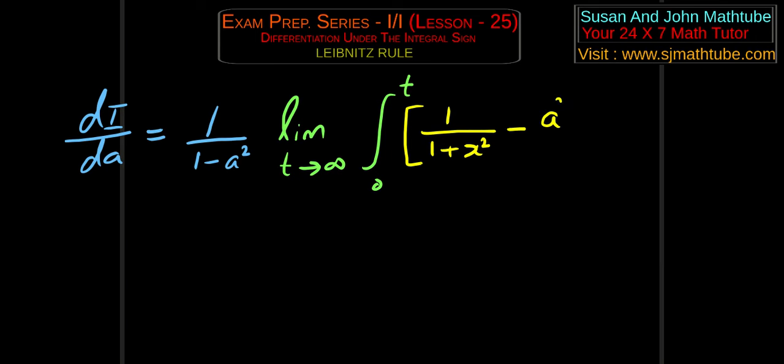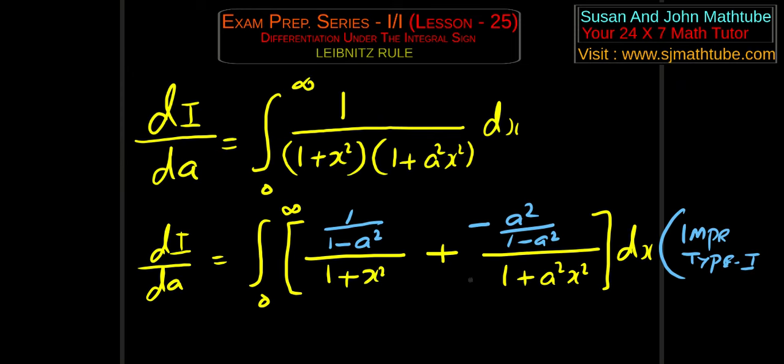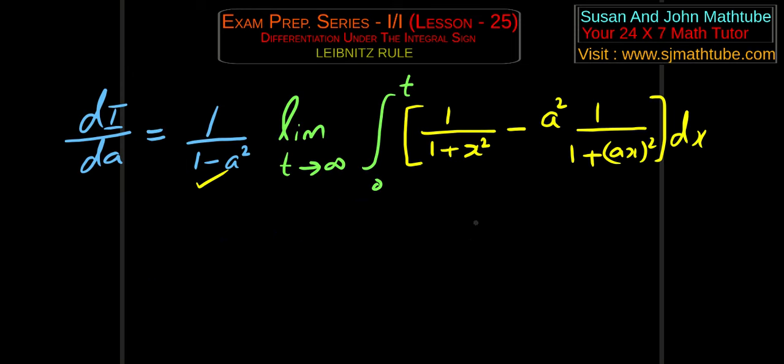Minus a square, 1 by 1 plus ax the whole square. Okay, a lot of things. So I took the constant outside and I cleared that improper part and I wrote the remaining part. I hope you're okay with this. Okay, now time for some add-ons.